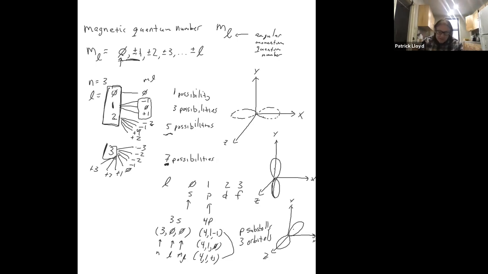Okay, so just to help you think about this, if you're talking about the S orbital, there's 1 orientation, and if you want to use the word direction. If you're talking about the P, there's 3 orientations or directions.